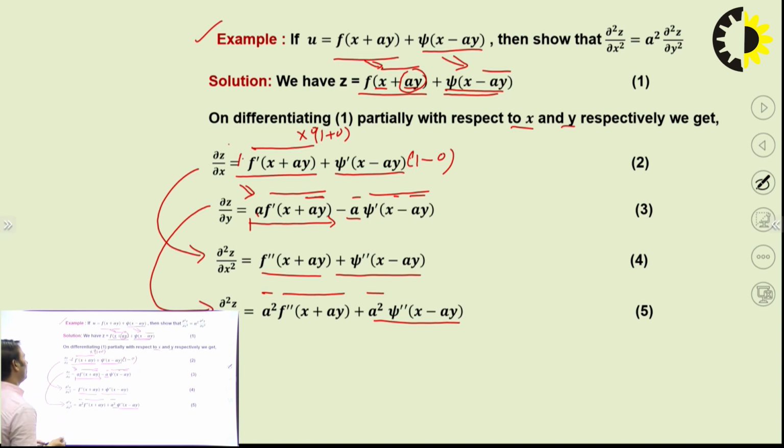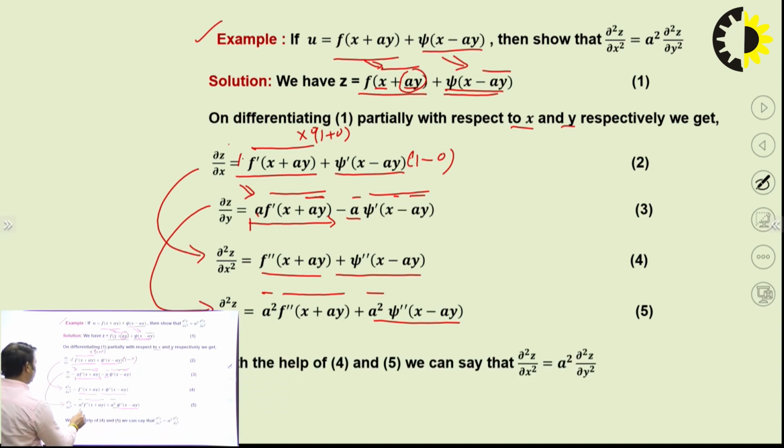So student, finally, you can see if I take a square as common, and this is very obvious, then the double differentiation of this function with respect to x equals a square times the double order differentiation of the same function z with respect to y.